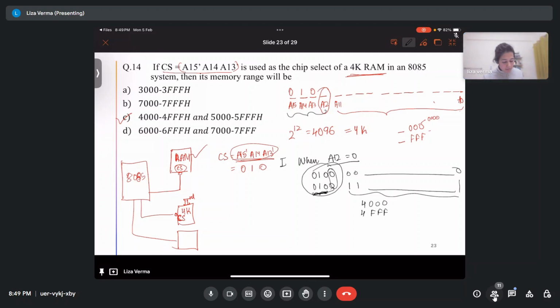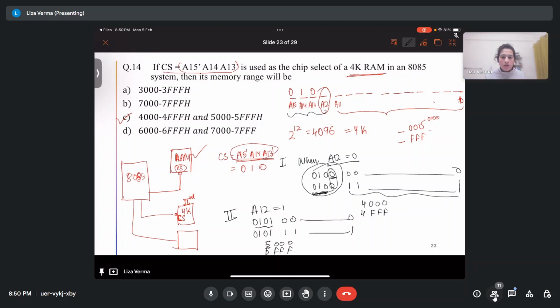Now let's take case 2, where A12 is 1. A12 will be 1, which means this bit is 1. So we will have 0101, then all zeros until 0101 followed by all ones, the F's. So this will give us 5000 to 5FFF.